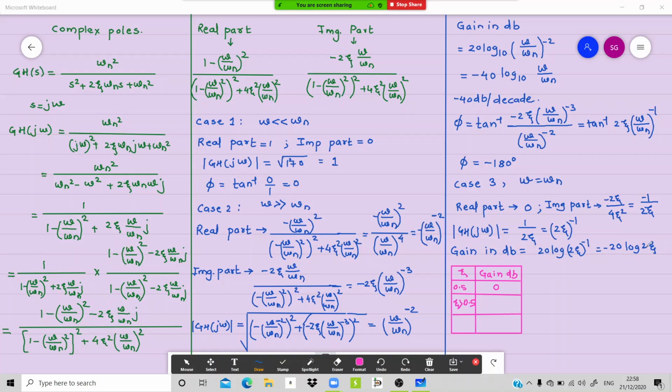So if it is greater than 0.5, this value will be greater than 1. So whenever it is greater than 1, log of greater than 1 will be positive and will increase definitely, and the minus sign is there, so your gain is going to be more negative. So as zeta is greater than 0.5, gain is more negative.